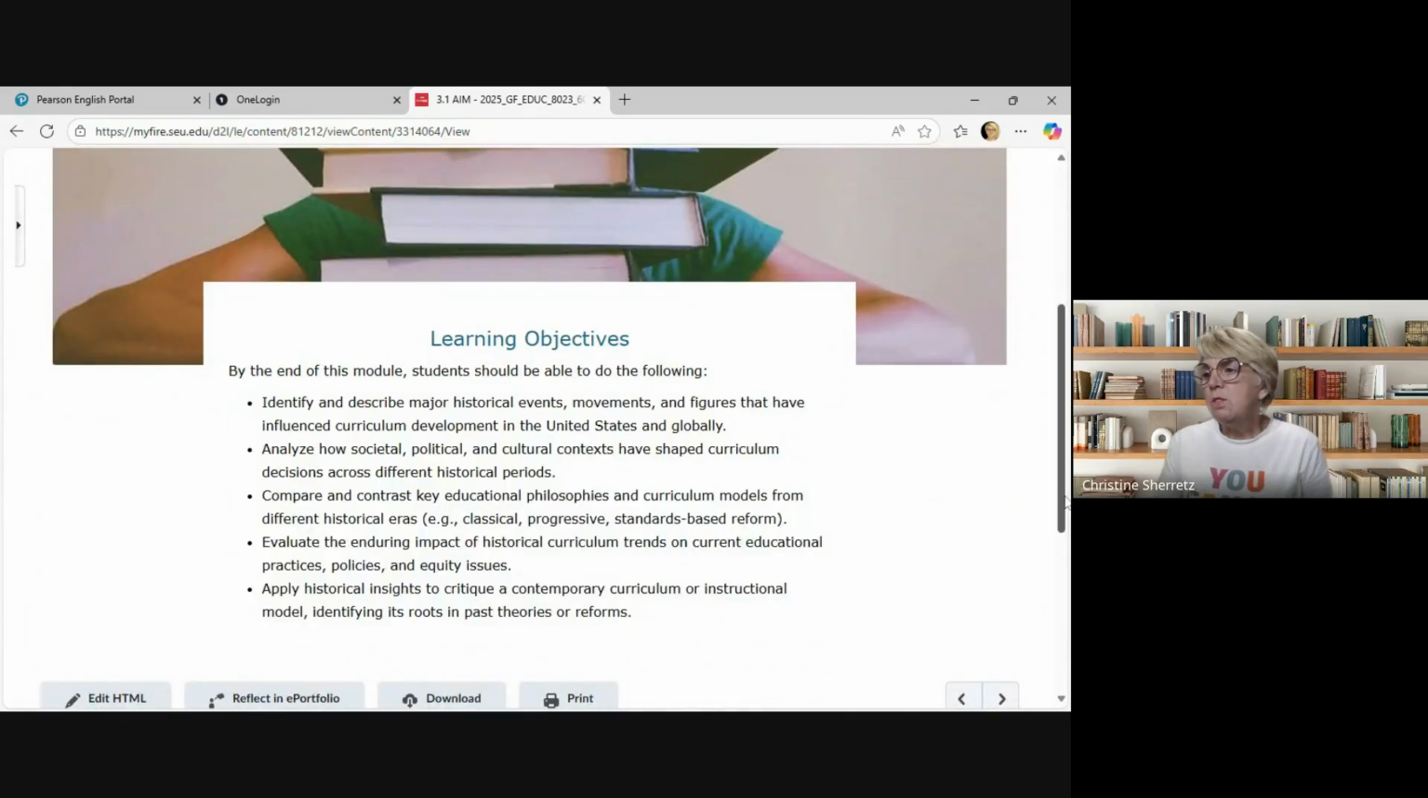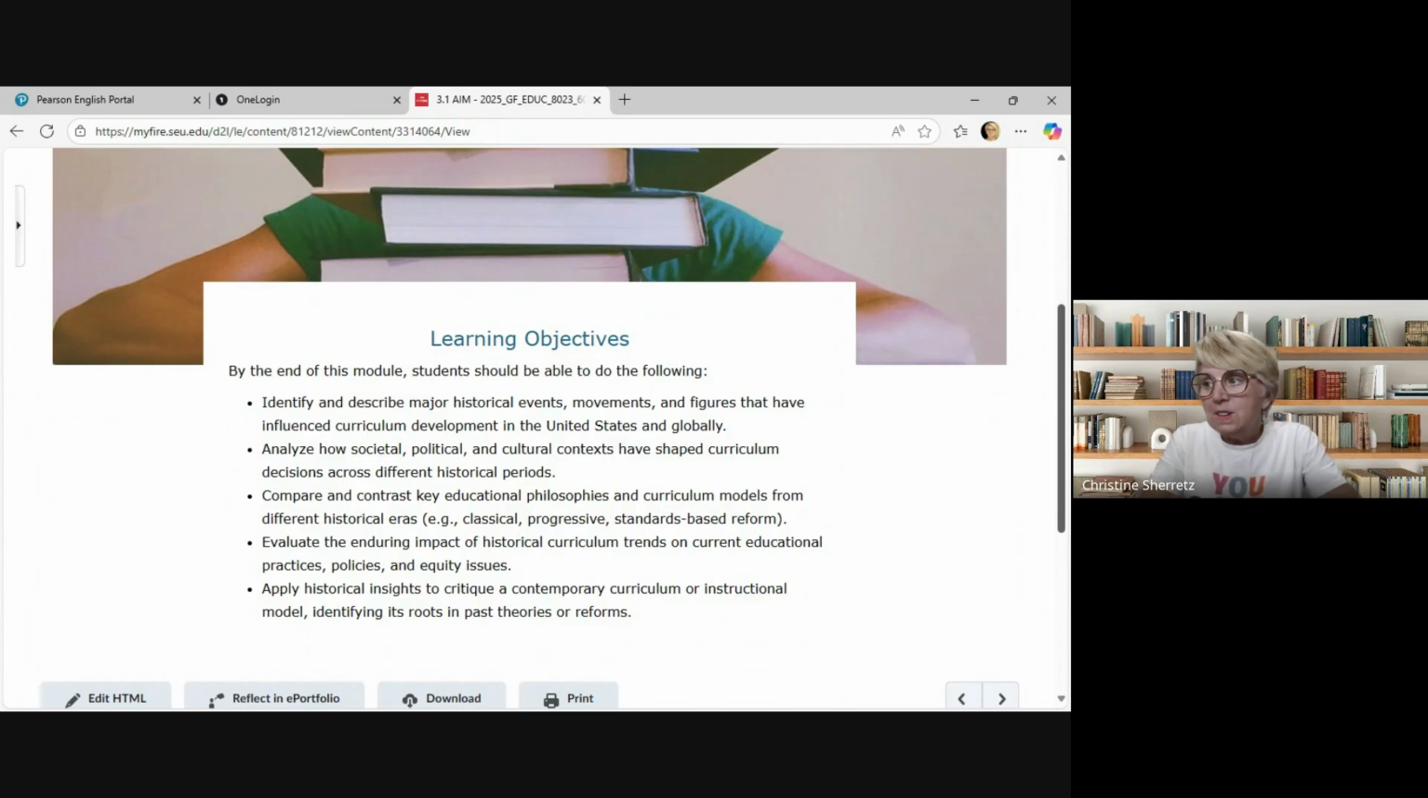We want you to identify and describe major historical movements and figures that have shaped curriculum development in the United States and globally, and analyze how society, politics, and cultural context shape curriculum. Right now, we're in a time where political decisions really impact curriculum big time, a lot. You can just Google educational changes in the last 2 years and you're going to see that.